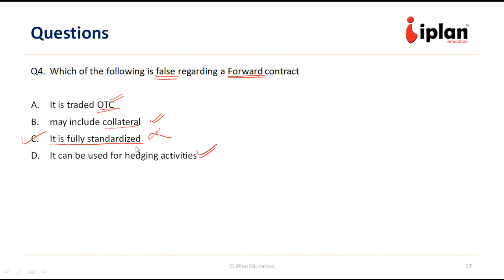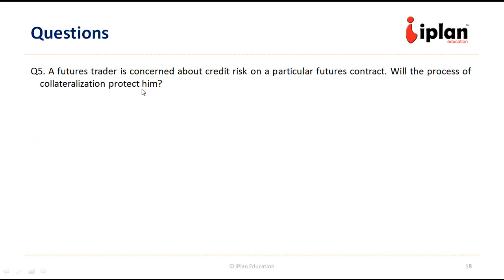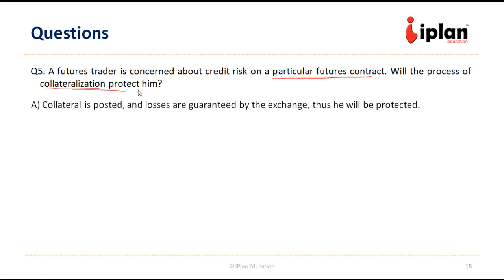Let us look at question number 5. A futures trader is concerned about the credit risk on a particular futures contract. Will the process of collateralization protect him? Let us look at the options. The first one says the collateral is posted and the losses are guaranteed by the exchange, thus he will be protected. As we know, for futures contracts there is a mechanism of margin requirements and not collateralization. Collateralization is used for over the counter contracts. So this is wrong.